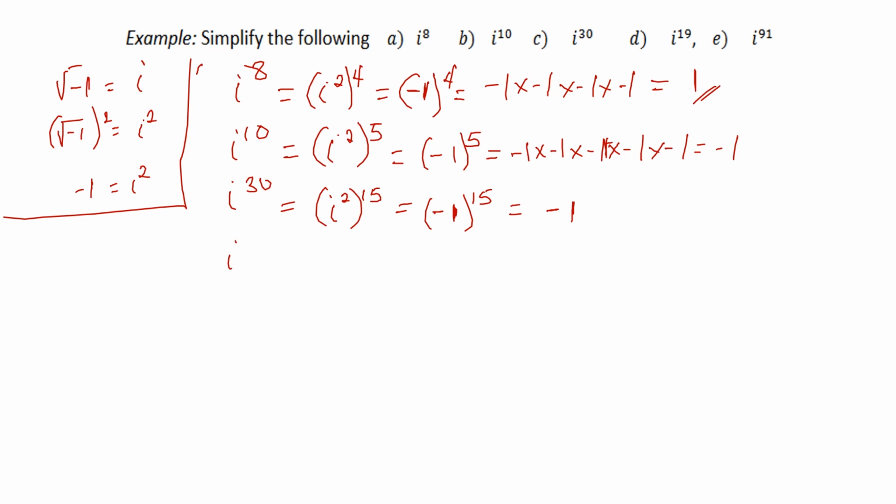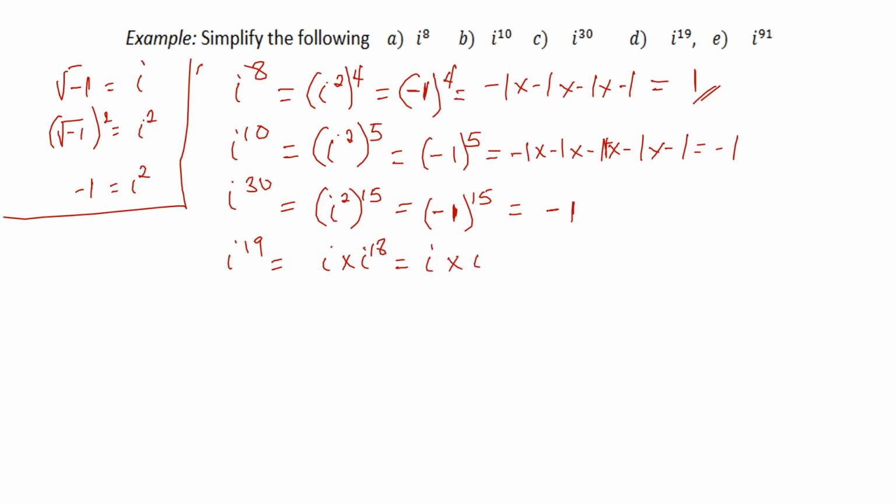Then when you have i raised to the power of 19, we can do it this way: it can be i multiplied by i raised to the power of 18. Because in indices, obviously, they have a common base, which is i. So when you pick one of the bases, the first i here has the power of 1, and this one has 18. So 1 plus 18 will definitely give you 19.